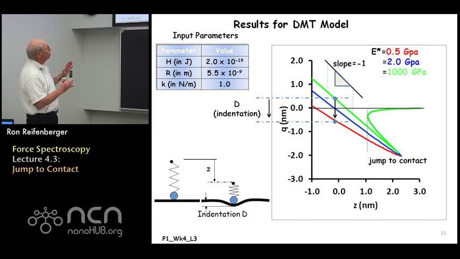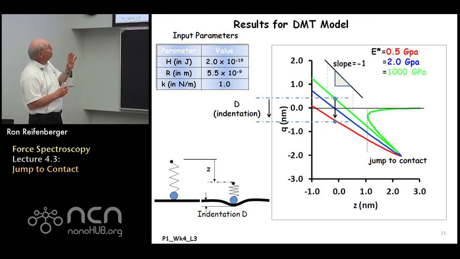This is a Z versus Q plot. In this case, I've done the plots for a variety of different effective elastic moduli. I choose a very soft sample, 0.5 gigapascal. I choose a very hard sample, which is 1,000 gigapascal. And you can see the relationship between Z and Q for these different elastic moduli. The Hamaker constant, the radius of the tip, and the spring constant are kept fixed in these calculations.